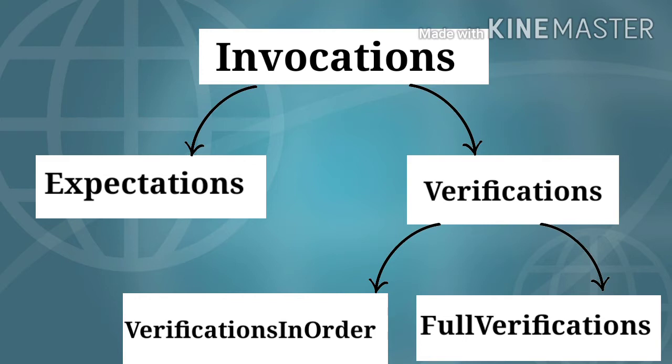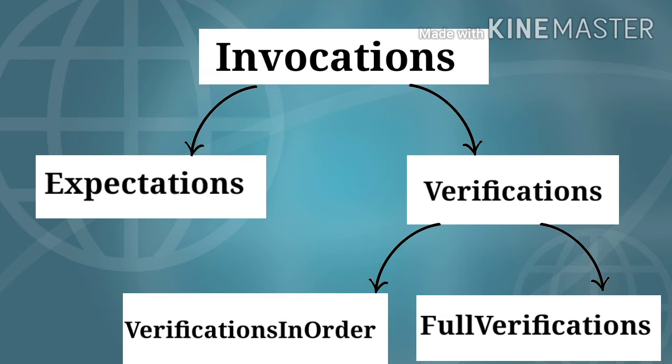Verification validates against the invocations which actually occur during the test case execution. Verification in order is very similar to verification, but the difference is it will validate the order of the sequence in which the test case is executing. As shown in the diagram, full verification is another type of verification in JMockit. Full verification checks whether all invocations from the code under test are explicitly verified or not. In case anything is not verified, it will throw an error.